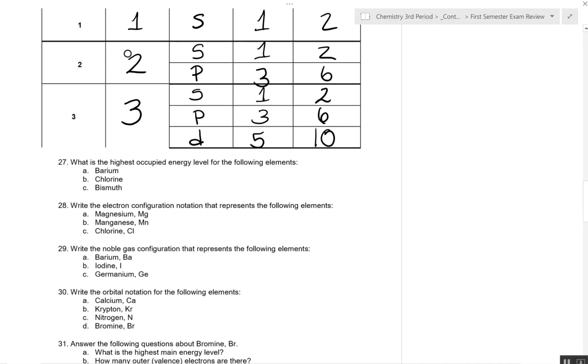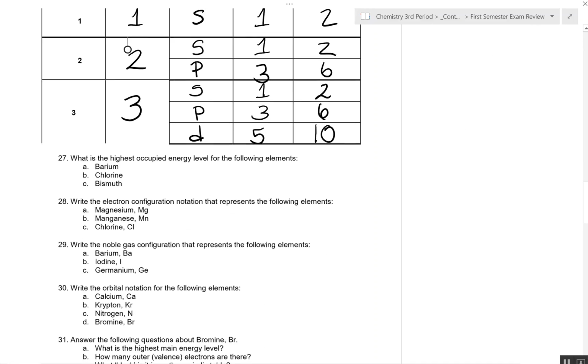Okay, here's that question I just asked. What's the highest energy level for barium? Where's barium? 6. Chlorine. 3. Bismuth. Where is bismuth? 6. What's the symbol for bismuth? Bi.